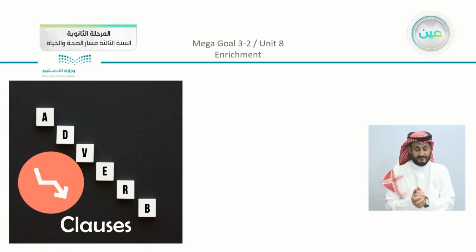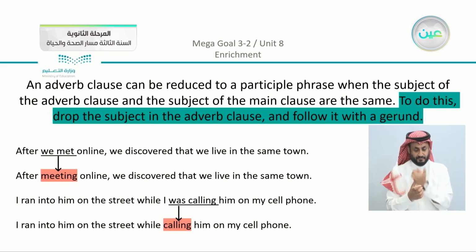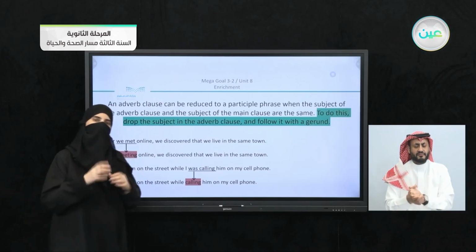So we have something that is actually shortened, going down, not too much. Our structure was reducing the clauses. Now, reduce means that we are going to shorten them a bit. What did we study? We had the structure: an adverb clause can be reduced to a participle phrase when the subject of the adverb clause and the subject of the main clause are the same. So instead of just repeating, as we studied, we are just going to shorten them.